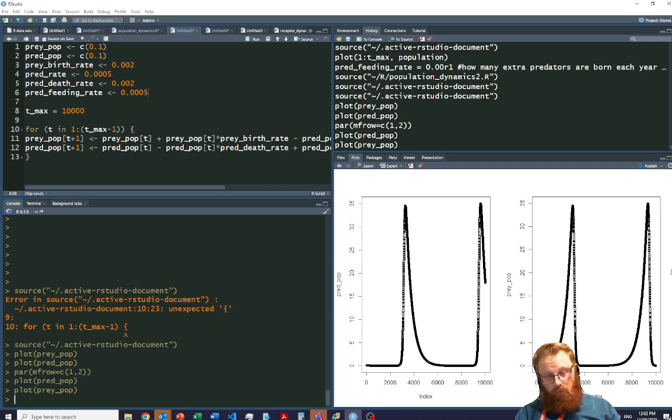Now, there's a whole bunch of questions we could ask about this equation that we have, this simulation that we have made.